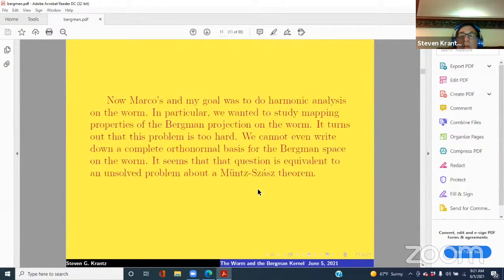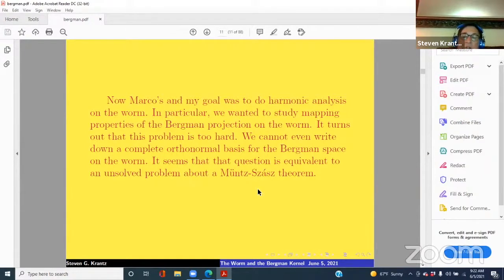Now, Marco's and my goal was to do harmonic analysis on the worm. In particular, we wanted to study mapping properties of the Bergman projection on the worm. And as I already indicated, it turns out that problem is too hard. The worm doesn't have enough symmetry that we could get a handle on anything.